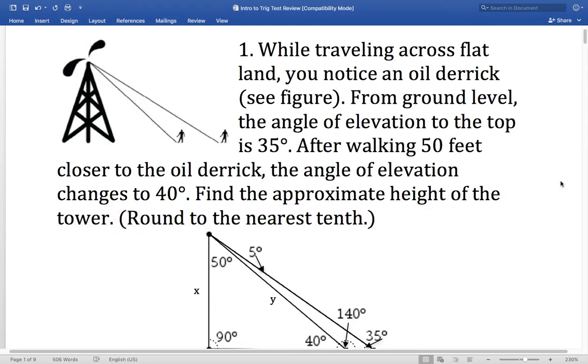This is the review for the test that you're going to have on Monday. We're going to have several things covered in this test, and I'm just going to go through the review and talk about the different equations that you need to know about.